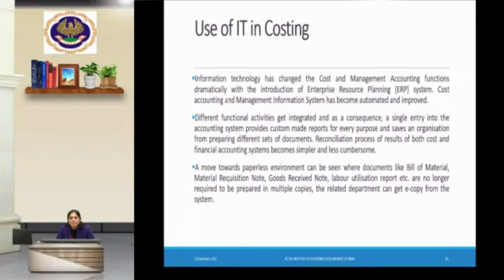A move towards paperless environment, a very revolutionary change of IT in the organization. It has become paperless to a great extent. It can be seen by documents like bill of material, material requisition note. All these terms you will be understanding in the next unit, the materials. So bill of material, material requisition note, goods received note, labor utilization report, etc. are no longer required to be prepared in multiple copies. Earlier, every bill, every note, every requisition had to be made in multiple copies. But now, of course, it has reduced to a certain extent.